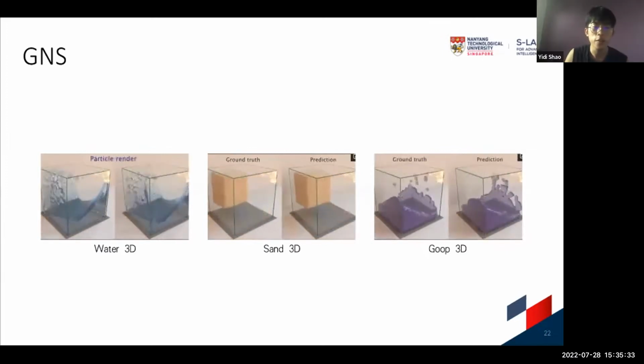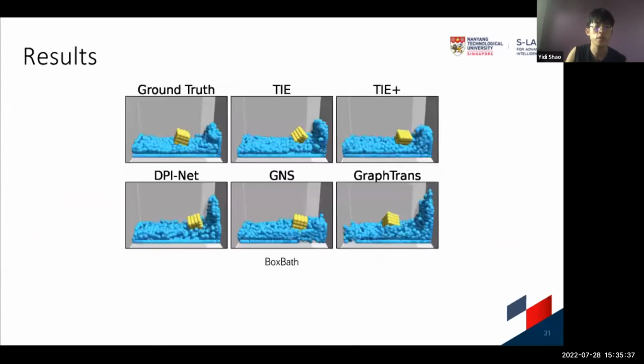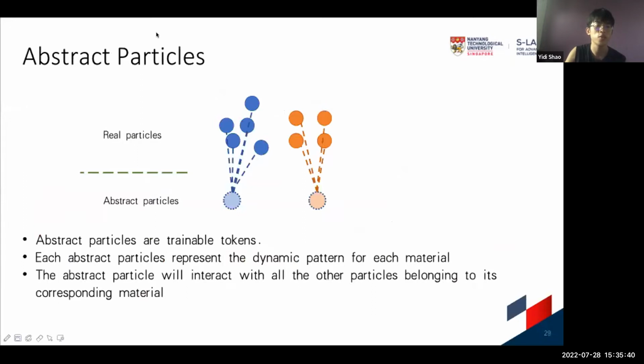On the other hand, for our work, since we use abstract particles, we can control the attributes here directly. It has similar effects, but from the experiments, we saw that using the abstract particles to explicitly represent each material works better, because to some extent it disentangles the material attributes and the inner particle dynamics. It disentangles these semantics, so our abstract particles will work better in this situation.